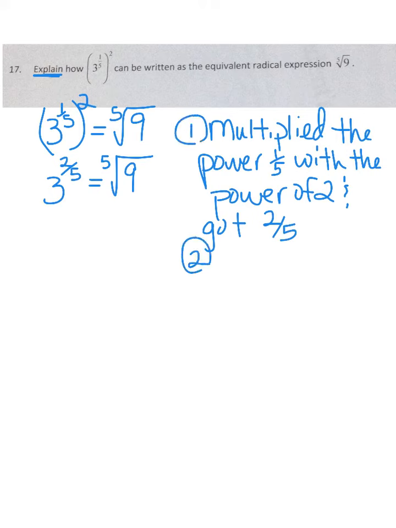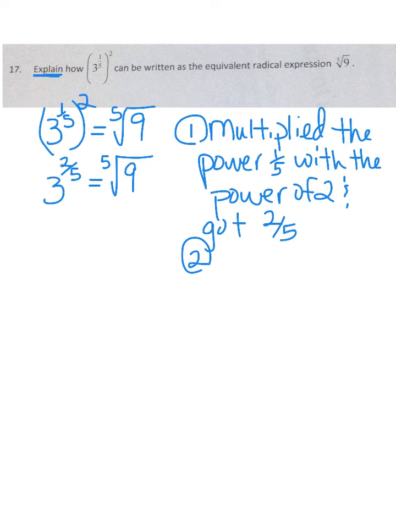All right, second. Then what would I do? Well, I would look at this and I would say it wants to know if it's equivalent, or to explain how it can be written like this. So this I do not want to change. So I want to try to make 3 to the 2/5 look like that. So I'm going to do power over root here. So I'm going to take the 5th root of 3 and then square.